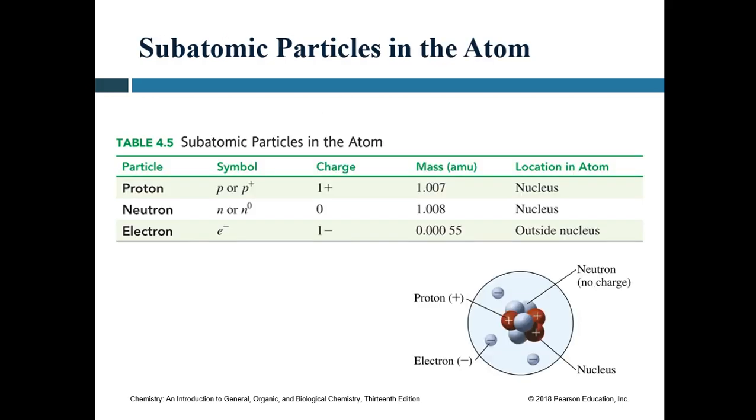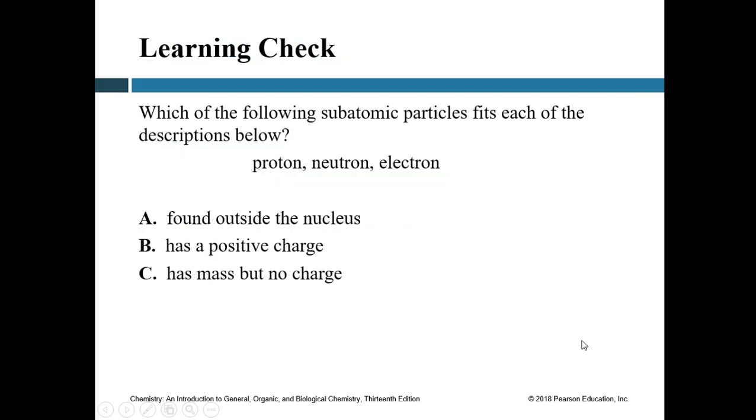So here we go. The proton can be written with a positive charge, a neutron as N, or N with a 0 charge, and an electron as an E with the negative charge. The proton and the neutron have a mass of 1 AMU, and they are in the nucleus, whereas the electron is outside of the nucleus area.